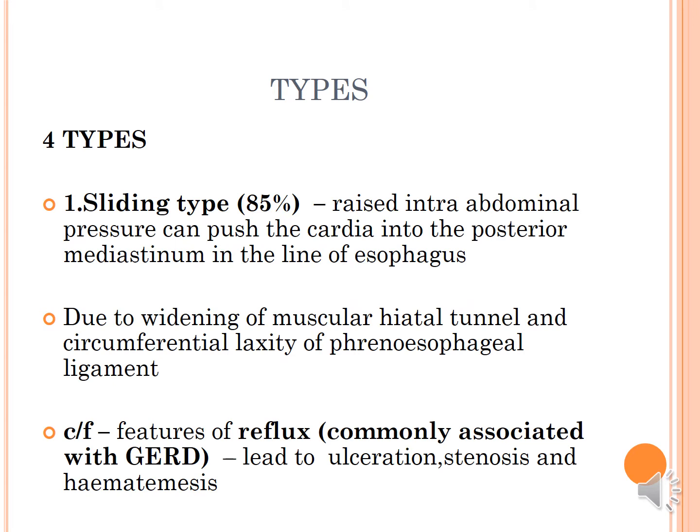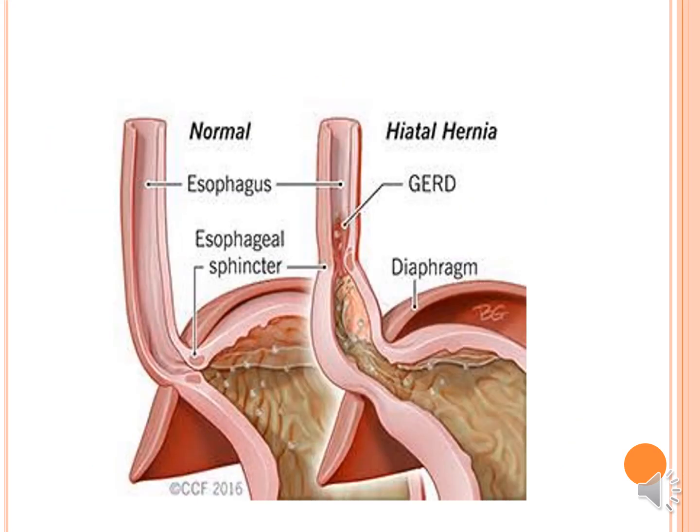One is the sliding type, where a raised intra-abdominal pressure can push the cardia into the posterior mediastinum in the line of the esophagus, due to widening of the muscular hiatal tunnel and circumferential laxity of the phrenoesophageal ligament. Clinical features are mainly the same features of reflux, which lead to ulceration, stenosis, and hematemesis.